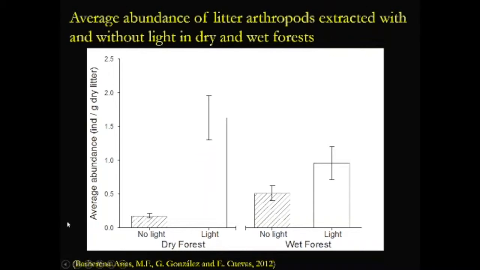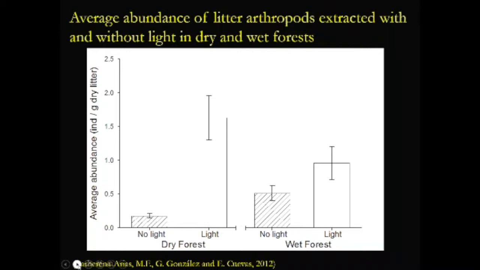The method that you use, whether you use light, and the number of days that you use for that extraction will affect the abundance, the numbers of the animals that you get. And here's just a graph to show you two sites, the dry forest here in Guanica in Puerto Rico versus the wet forest in El Yunque. We did an extraction of litter arthropods with and without light, and you see that there is a significant increase in abundance when you use lights versus doing an extraction without light.